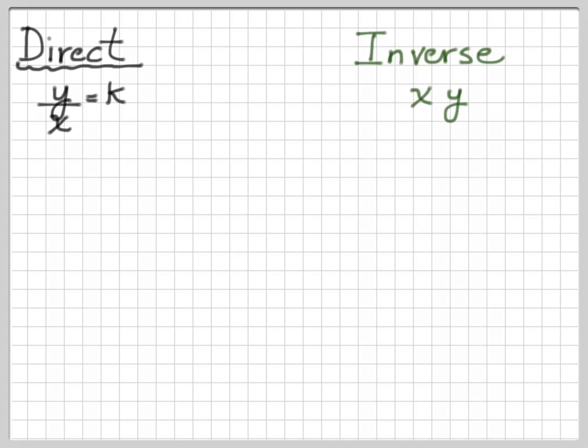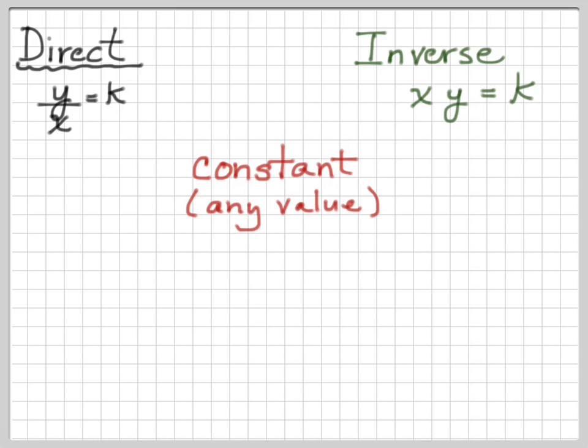We're going to talk about direct and inverse variation today. Take a moment to commit these two equations to memory, and we can talk about what each one of these equations mean. K in each case is a constant, and a constant can be any value that does not change. There's your K, and there's your constant.